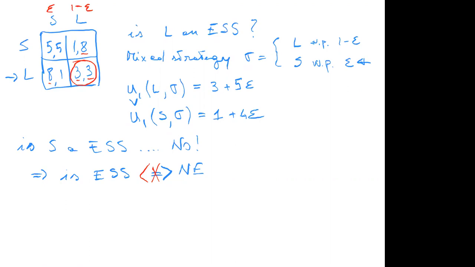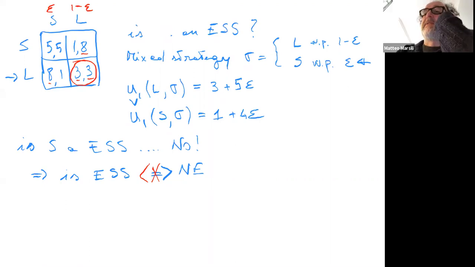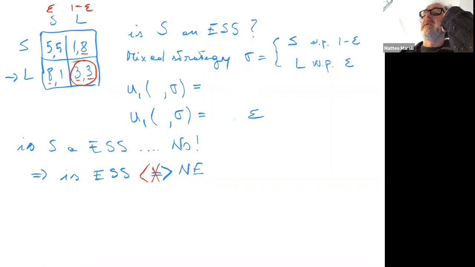So now you want to see whether S is an evolutionarily stable strategy, right? Yes. Essentially, the population with the mutant will be S with probability 1 minus epsilon and L with probability epsilon. Then what we have to do is to compute this U of S against this sigma. Now we have that this is the other way around. So this is 1 minus epsilon, and this is epsilon.